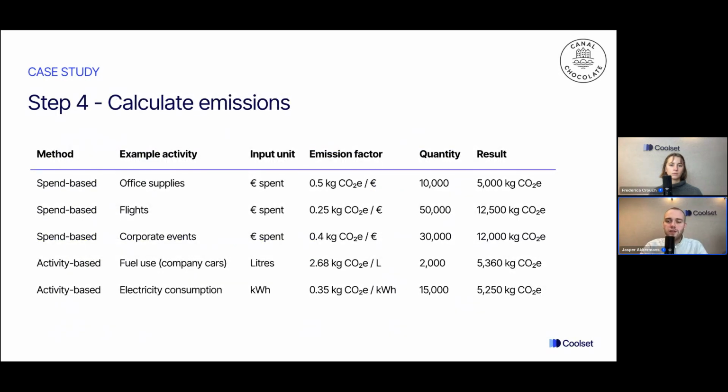Step 4, of course, is then calculating your emissions. So we have 3 spend-based and 2 activity-based calculations here. For example, as we already mentioned, office supplies is one example with an emission factor of 0.5 kilograms of CO2 equivalent per euro. Then they spend 10,000 euros on that. So the result is 5,000 kilograms. I don't think we need to go through all of these examples, as I think it's pretty straightforward. Good to note is that we will share the slides with you at the end of the webinar, so you can look through this in your own time and use it as a basis for your own starting point.